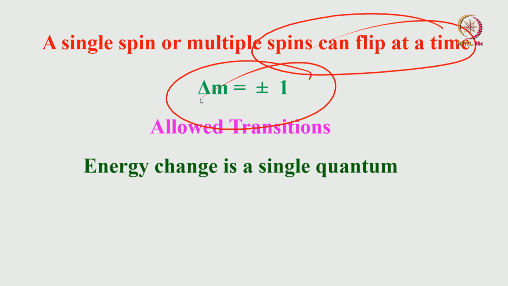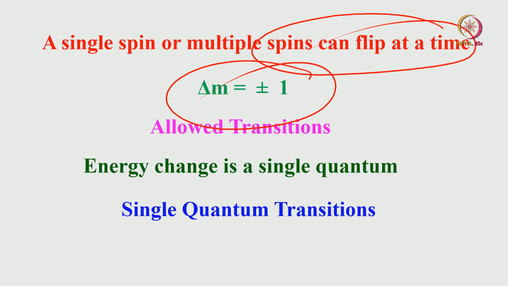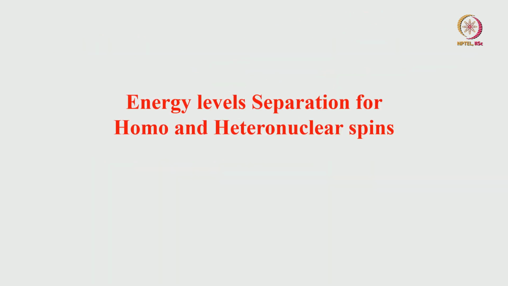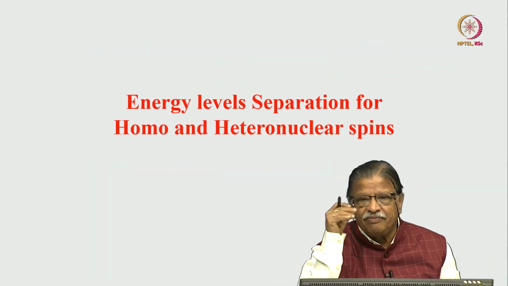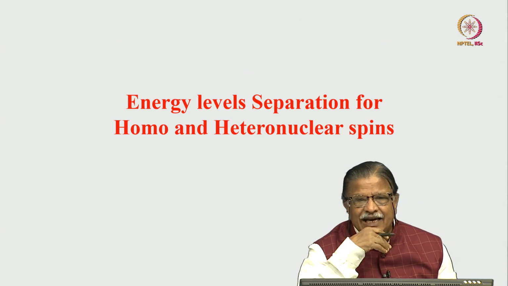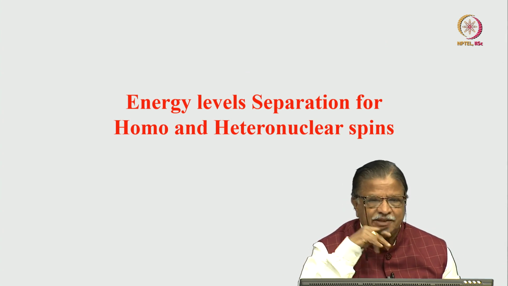They are called allowed transitions, and in each of these transitions the energy change is a single quantum, which is why they are called single quantum transitions. All the conventional NMR that you are seeing is called single quantum NMR. That is what I have been telling you. Now let us look at the details of energy level separation for homonuclear and heteronuclear spins.